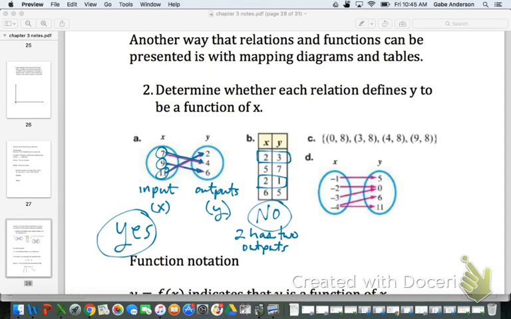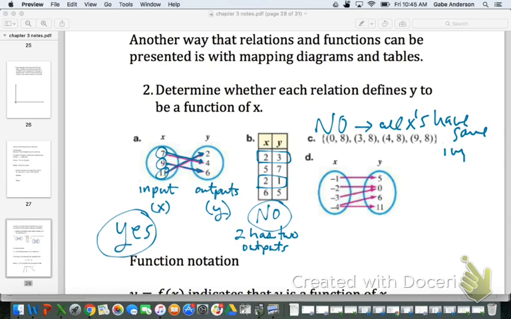Okay, so Brian, what do you think about C? No. Brian says no on C, and what's your reasoning on that, Brian? If you look, all the X's are different, but the Y's are the same, so the same output. X's are different, Y's are the same. So all of the X's have the same output? Okay, so all X's have the same input.